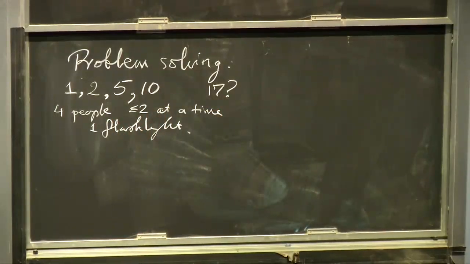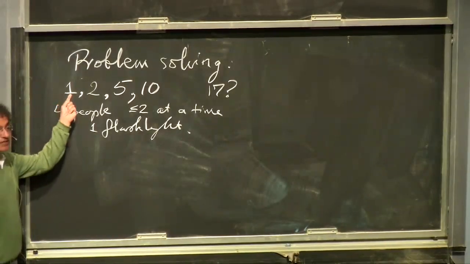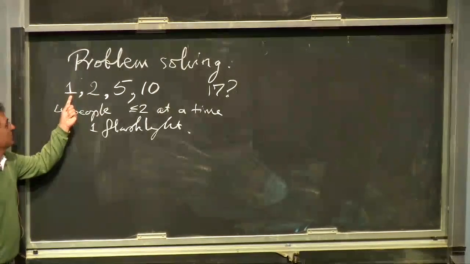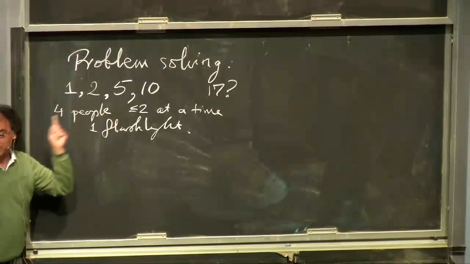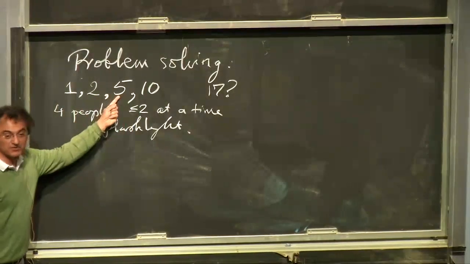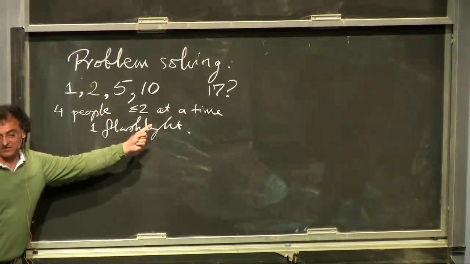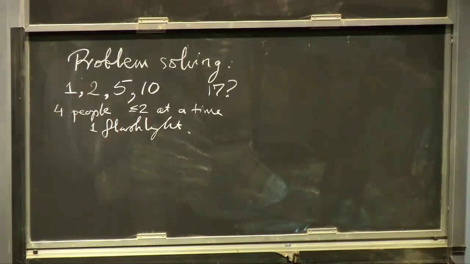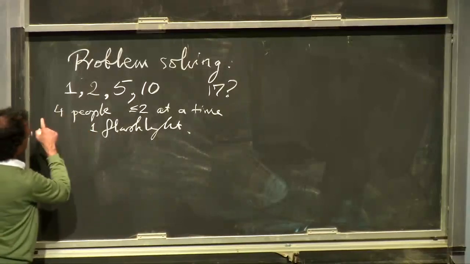So, you look at it, and what's the obvious thing to do? Well, you'd say, look, that's the fastest one. Obvious thing to do: 1 takes 2 across, comes back. Takes 5 across, comes back. Takes 10 across. How long does it take? 1 takes 2 across and comes back.